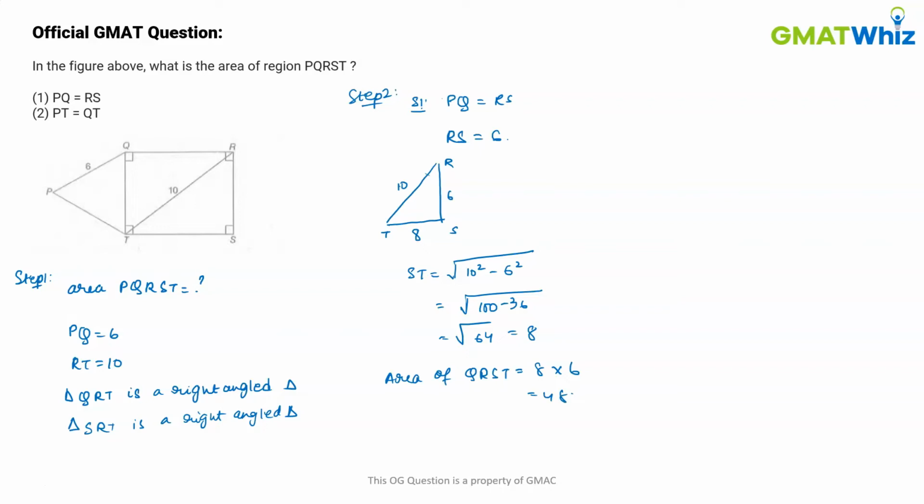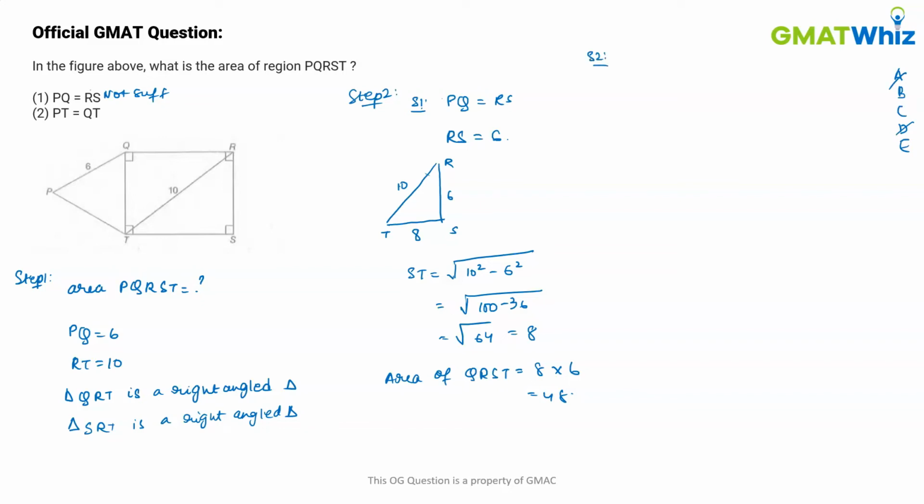But we don't have any information about the lengths of PT and QT. So statement 1 is not sufficient, and out of the given options, we eliminate options A and D. We now check the sufficiency of statement 2.